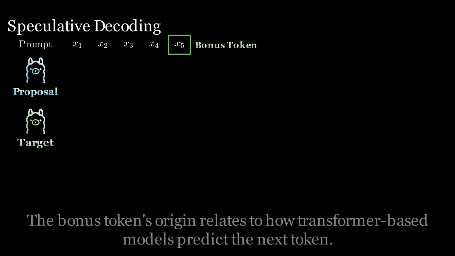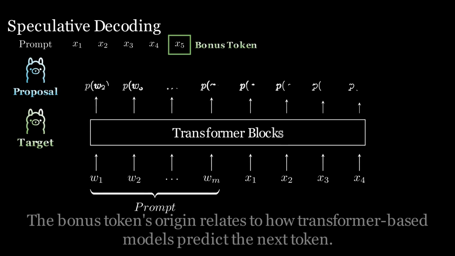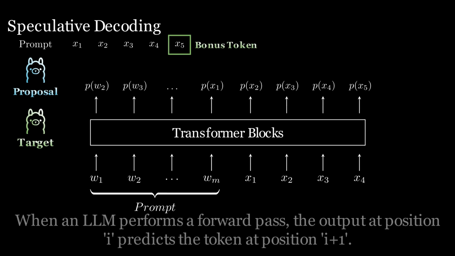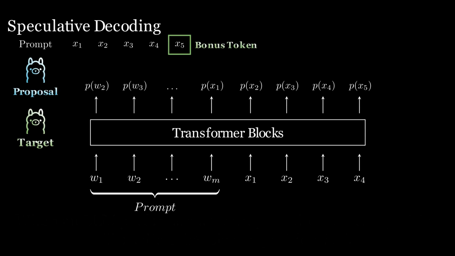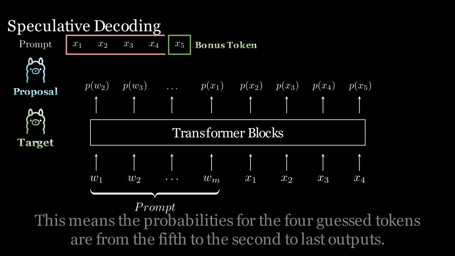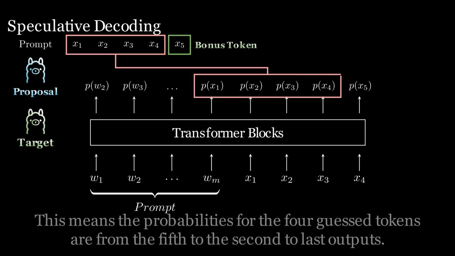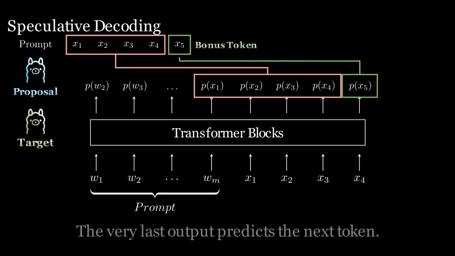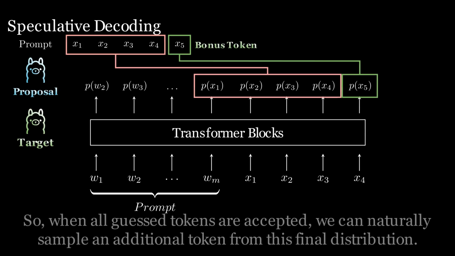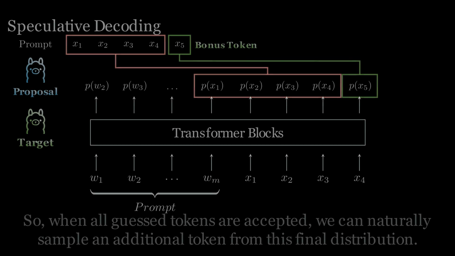The bonus token's origin relates to how transformer-based models predict the next token. When an LLM performs a forward pass, the output at position i predicts the token at position i plus 1. This means the probabilities for the 4 guessed tokens are from the 5th to the 2nd to last outputs. The very last output predicts the next token. So, when all guessed tokens are accepted, we can naturally sample an additional token from this final distribution.